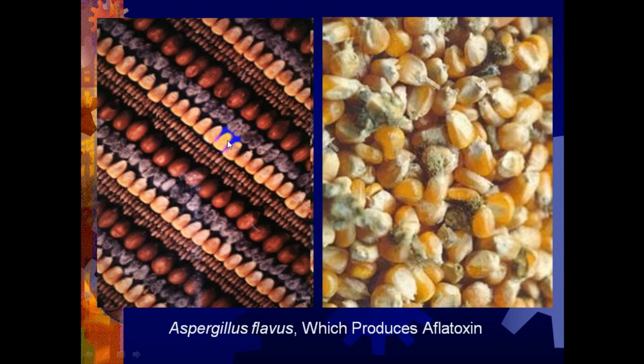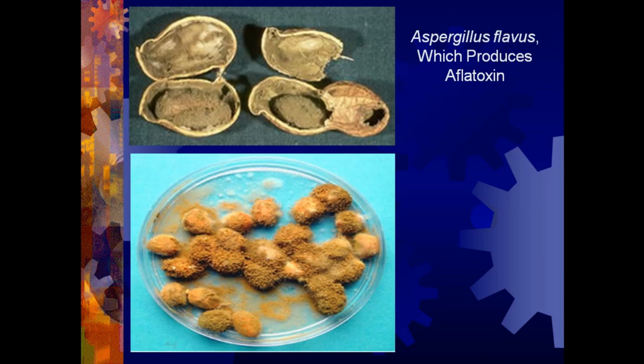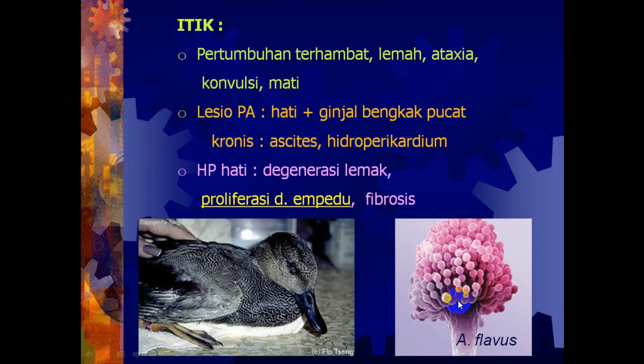So this is contaminated corn. The corn is contaminated by a fungus, and this fungus produces mycotoxin, in particular aflatoxin. This one here is peanut with fungi surrounding the peanuts, and usually these peanuts will also contain mycotoxin. So mycotoxin can cause many diseases. Mycotoxin can affect a lot of animal species.